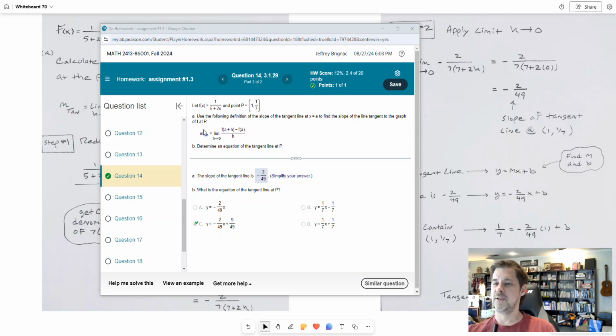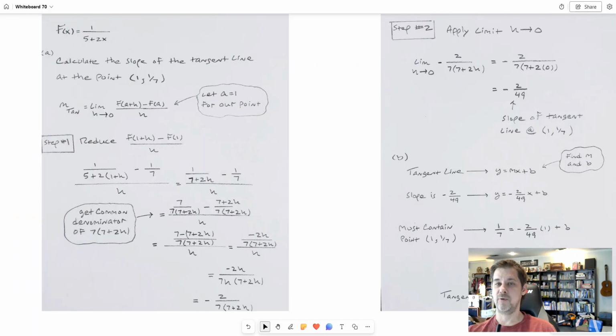It's definitely a point on the curve. And then it says use the following definition of the slope of the tangent line at the point x is equal to a to find the slope of the tangent line to this graph or curve at that point. So I see that and I'll use that the way it is, and let me show you how I would do it. Okay, so I have my work over here with the function and our objective, and here's that formula.